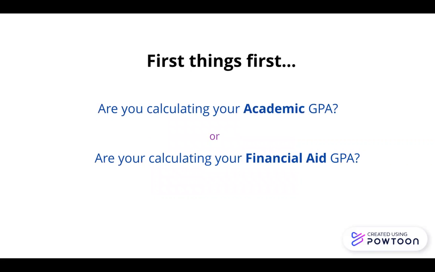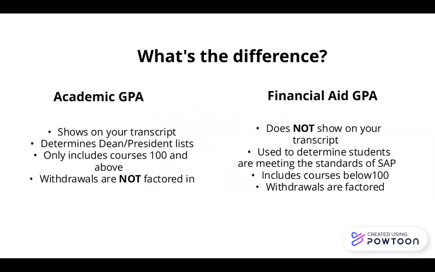So first of all, you have to determine, are you going to calculate your academic GPA or are you going to calculate your financial aid GPA? What's the difference between these two? The academic GPA is going to show on your transcript. It's going to determine if you made the dean's or the president's list. It's only going to include the courses that are 100 and above. Withdrawals are not factored in.